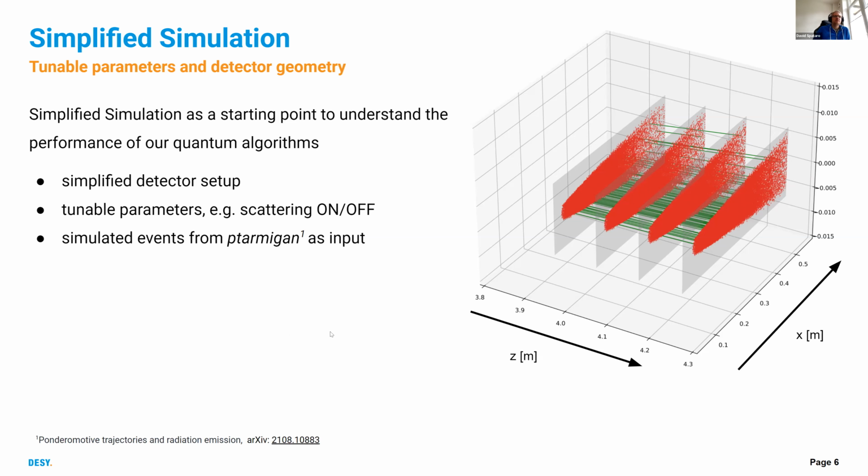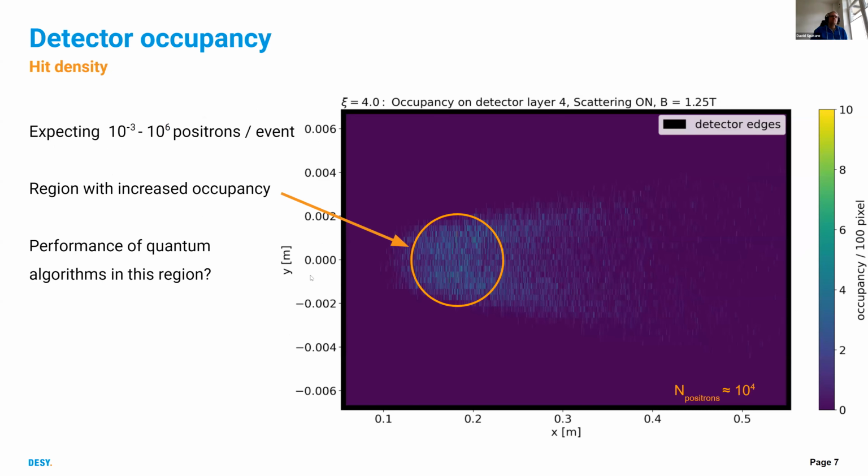As an input, the simplified simulation takes events created from Ptarmigan. Ptarmigan is short for ponderomotive trajectories and radiation emission. And this Ptarmigan just simulates what's happening at the interaction point at LUXE. But the simplified simulation can also be used to get a rough idea about the detector occupancy.